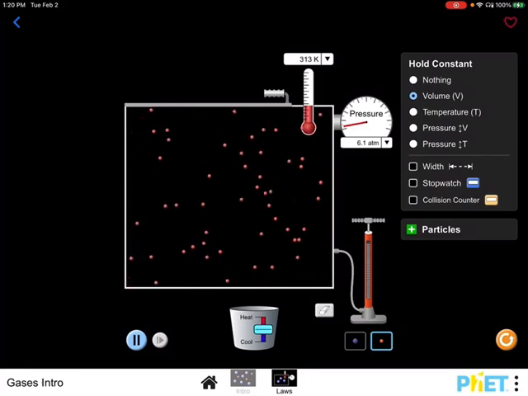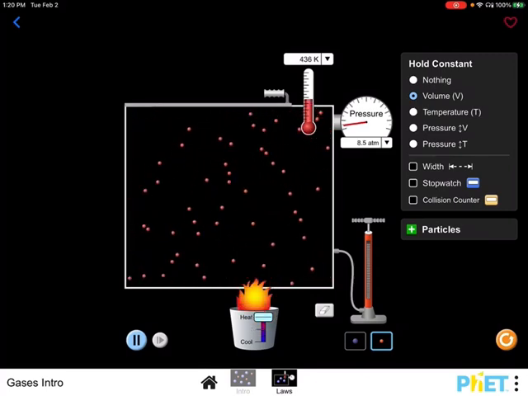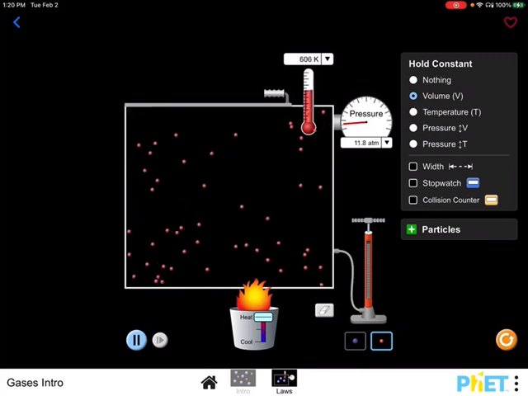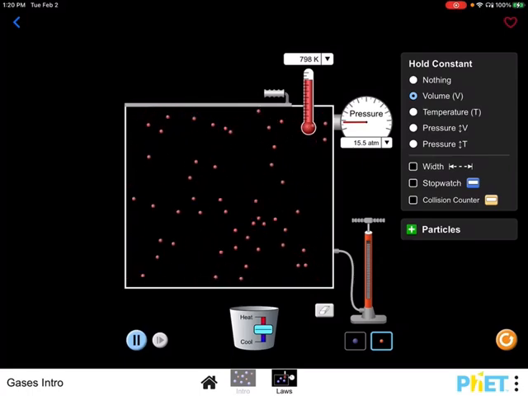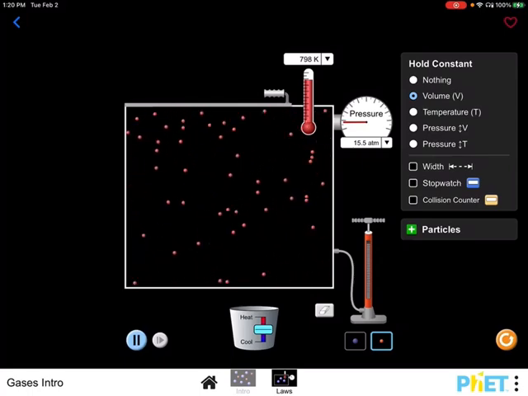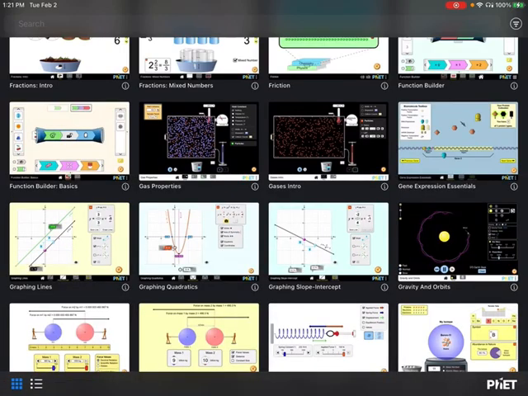3 temperatures and 3 different pressure readings. And as I add heat, we can see that my particles continue to move faster and faster. That's one of our rules of kinetic molecular theory, that the faster particles move, the hotter the temperature, okay? Okay, so hopefully you had a chance to get those 3 data points.